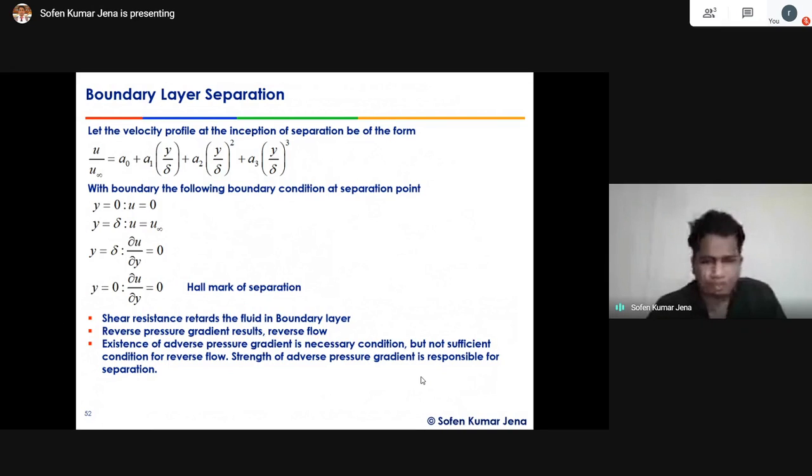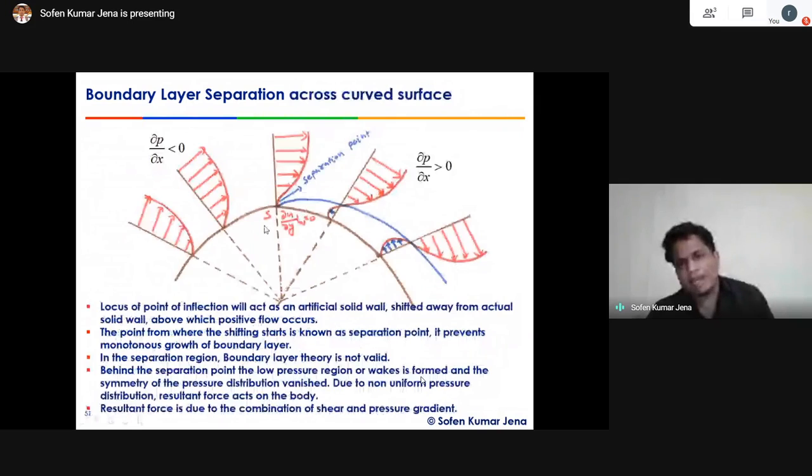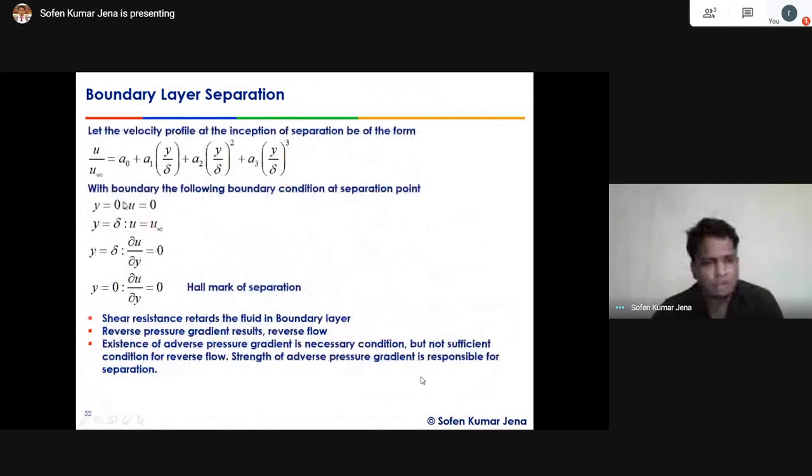Here, to compute the boundary layer edge or the separation edge, I have to provide the accurate boundary conditions. What are the boundary conditions? By virtue of the no slip condition, at y is equal to 0, u is equal to 0. Again, at y is equal to delta, u is equal to u infinity. This is my free stream, when at the edge of the boundary layer u becomes u infinity.